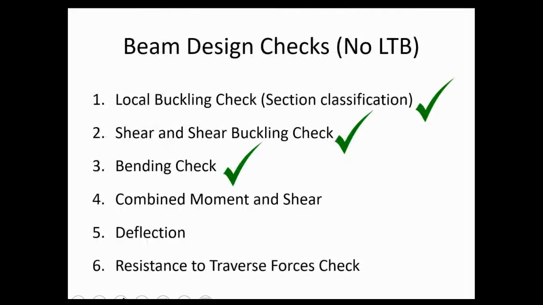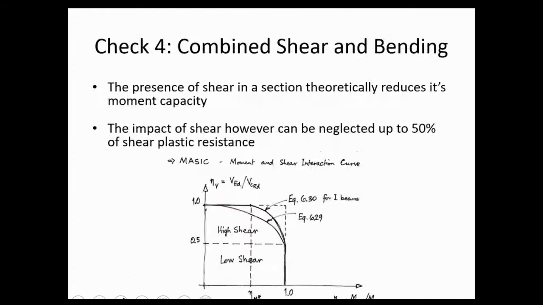So that's the bending check passed. The fourth check now is the combined moment and shear. As I said, the presence of shear in a section will theoretically reduce the moment capacity, but it depends on how much shear we have relative to the capacity of the section, so it depends on demand compared to the section. In practice, what really happens is that if the shear demand is less than 50% of the capacity, then we can go back to the bending check.